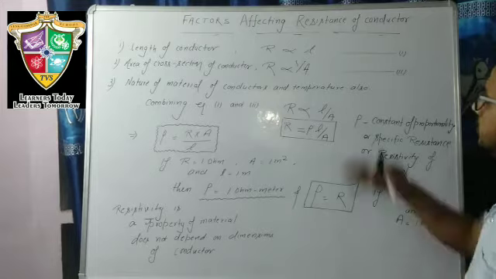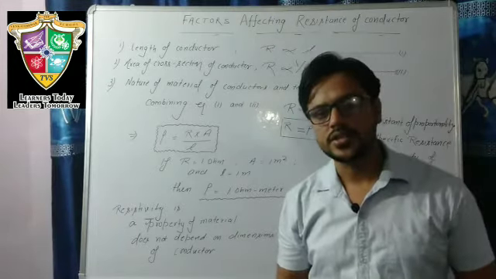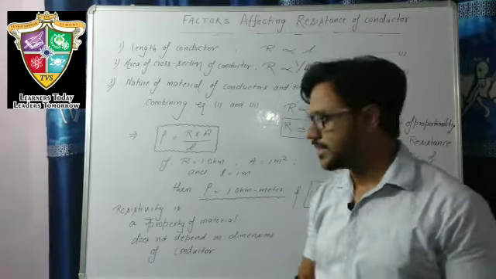If we talk about the length of the conductor, resistance depends directly on the length of the conductor. Means if length is doubled, resistance is also doubled. If length is tripled, resistance is also tripled, like this.